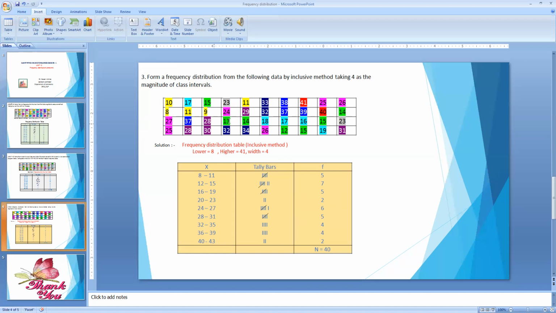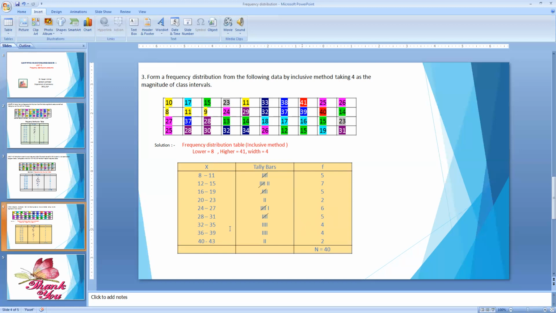24 to 27: the pink shaded numbers represent the range falling under 24 to 27. There are totally 6 numbers. So 4 vertical bars with 1 forward slash makes 5, then 1 vertical bar represents the 6. Then 28 to 31: the numbers here are 28, 30, 28, 29 and 31. So the group of 5 is representing it, and we have shown in the frequency column 5.